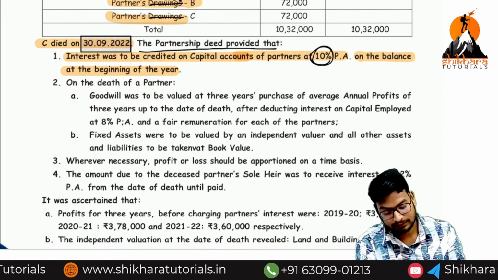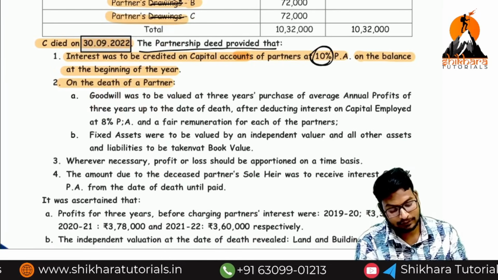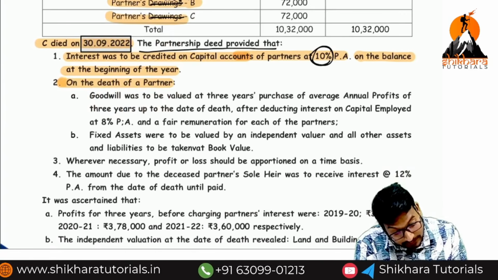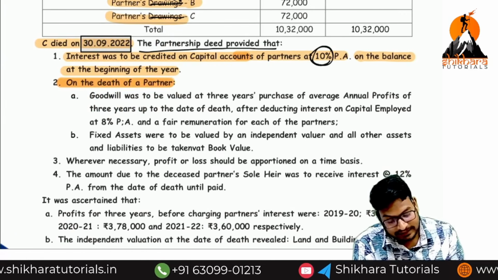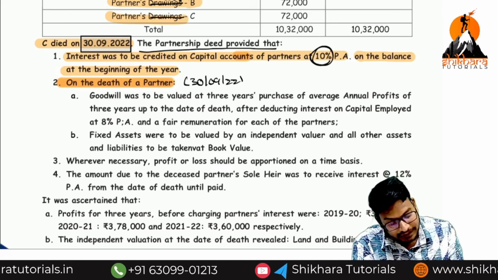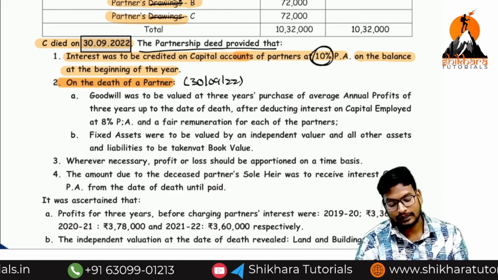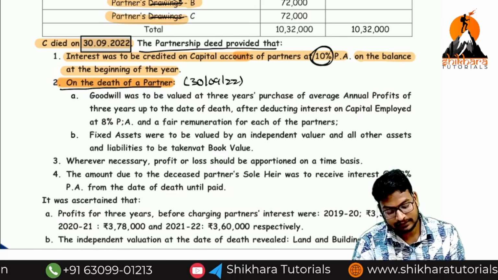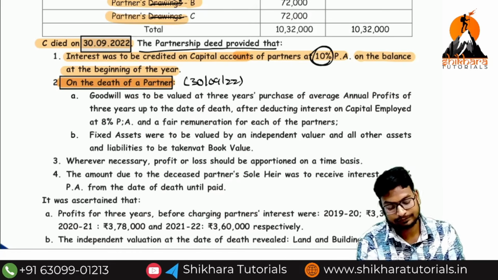So next one, on the death of the partner, the goodwill was to be valued at... On the death of the partner means on which date the partner died? 30th 9 2022. You know, this is the most important point. Normally if the date of death of the partner is not mentioned, we can consider it directly. Okay, no problem, I will tell you.